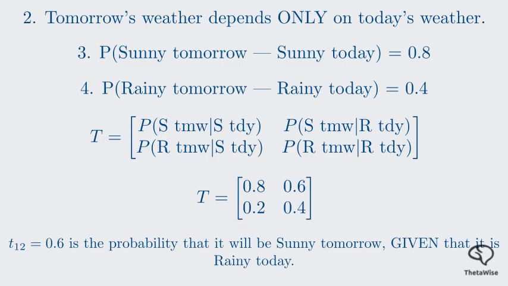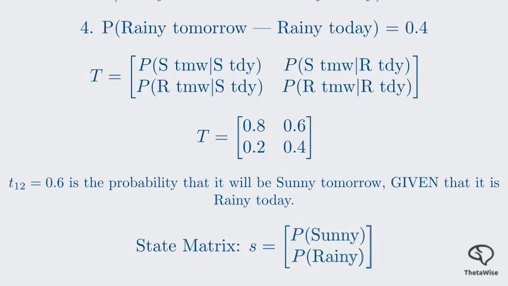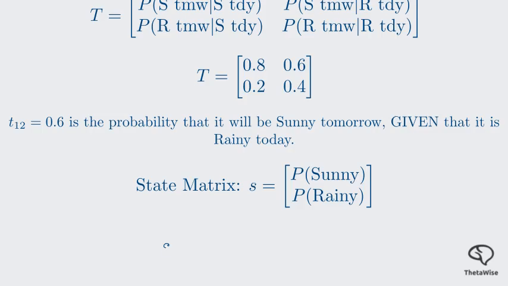Next, we can define the state of the weather using a state matrix, S. A state matrix is a column vector where the first component is the probability of the weather being sunny, and the second is the probability of it being rainy. Suppose it is sunny today. We can represent the initial state, S0, as the probability of sunny is 1, and the probability of rainy is 0. This means we are certain the weather is sunny to start.